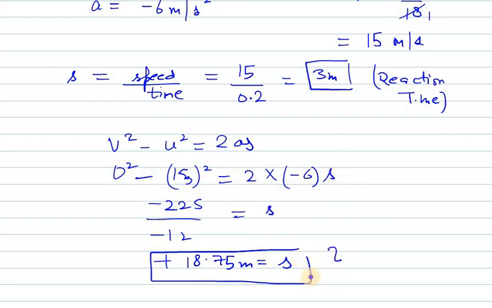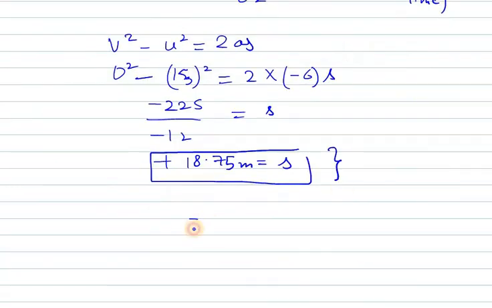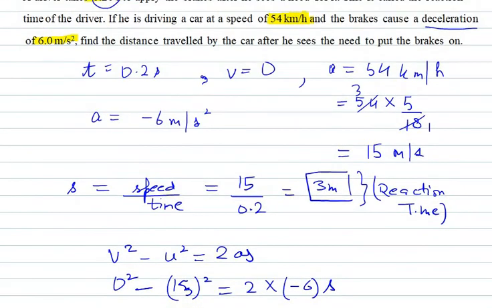Now this is the distance after reaction time, and this is the distance for the reaction time. The total distance traveled by the driver after he sees the need to put the brakes on will be 3 plus 18.75, so it will be 21.75 meter. So that's your answer for question number 19.